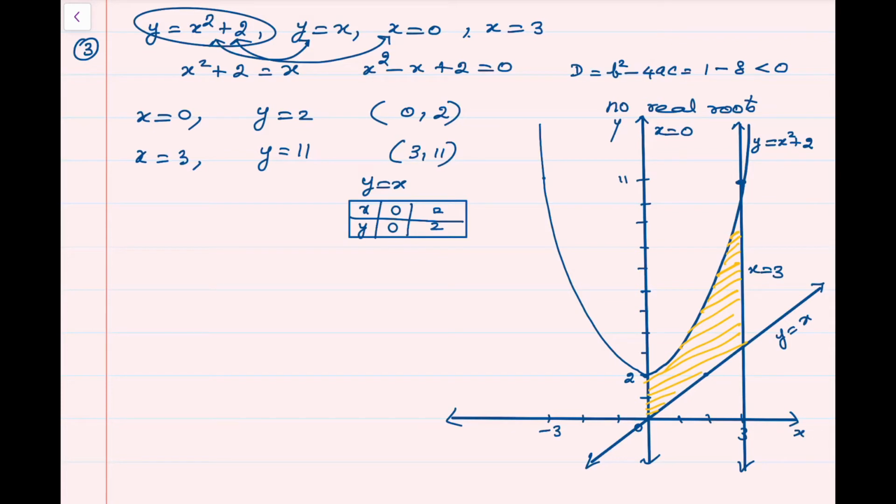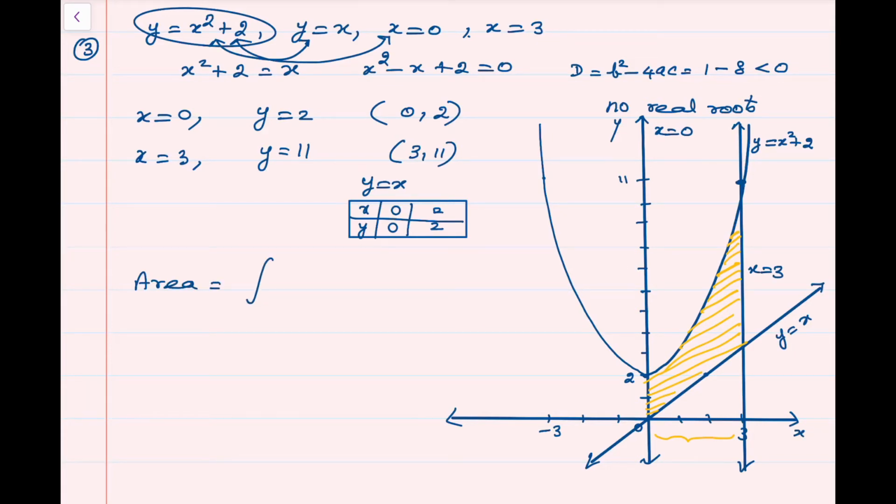These vertical lines x is equal to 0 and x is equal to 3 will become the limit lines. I am going to do the integration with respect to x axis. The area is between two curves, between parabola and the line. So, we will be doing upper curve minus lower curve. Therefore, the required area is equal to integral.